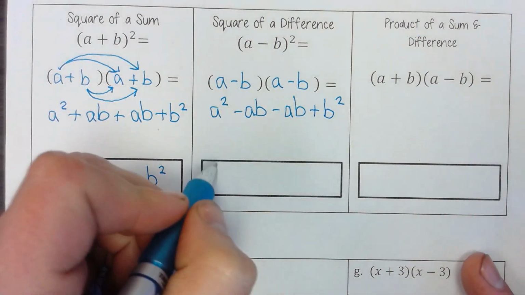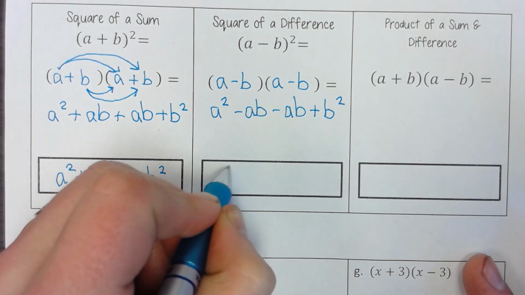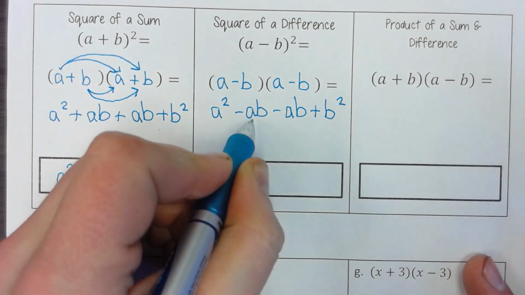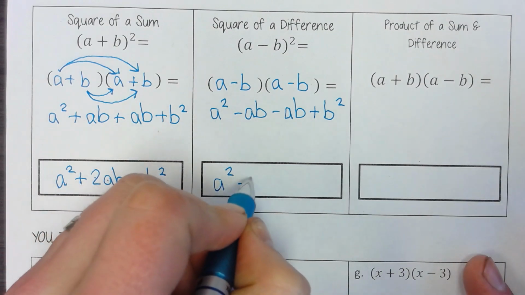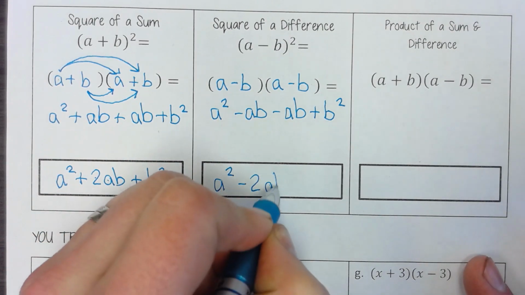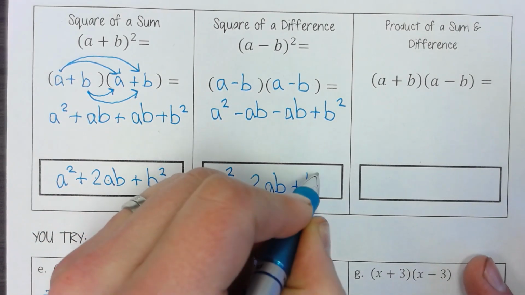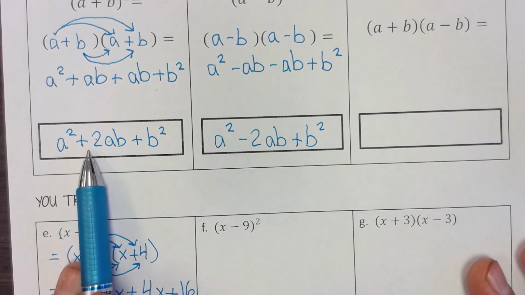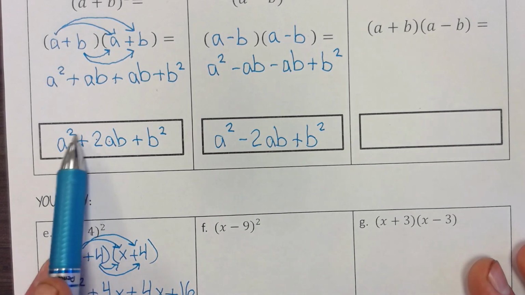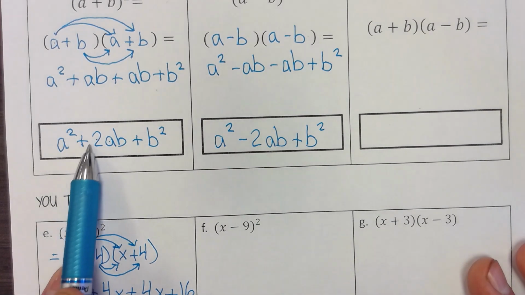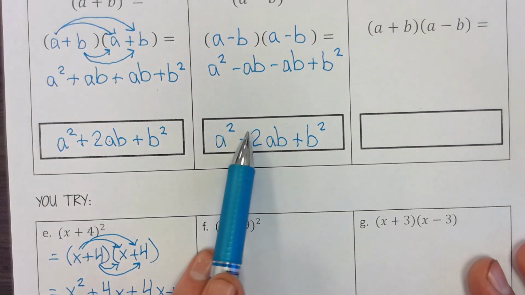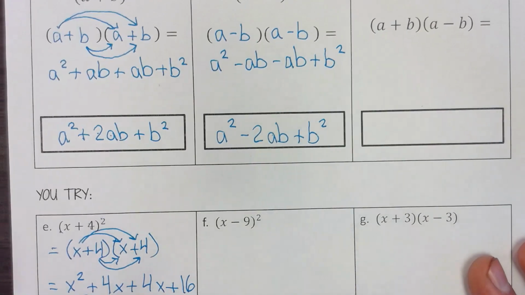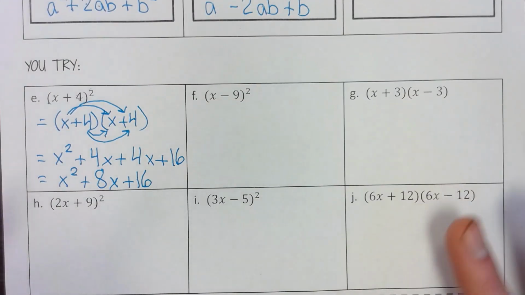So when I break this down, I get a squared minus 2ab plus some b squared. Notice this is super similar to what I got over here. The only thing is this middle term is going to be negative. This middle term is going to be negative. Okay, let's do an example.